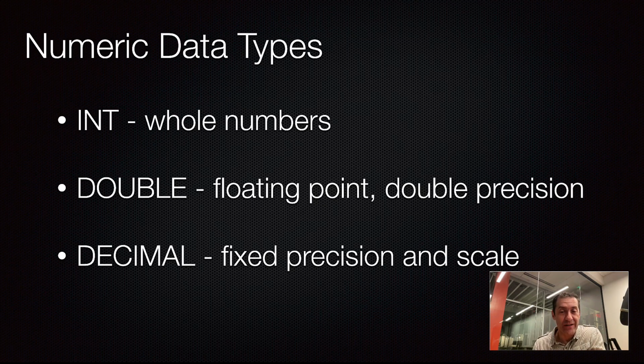Decimal has a fixed precision and scale, and what it means is that you designate how many numbers are going to be appearing after the decimal point. And the difference between decimal and double is that there is a fixed point versus a floating point. Let's take a look at the ranges.